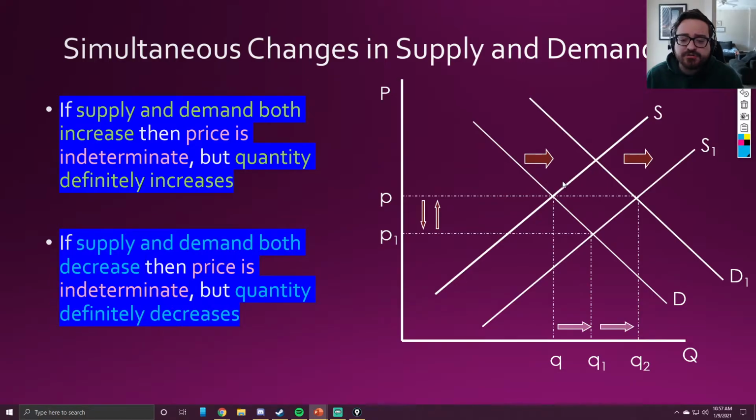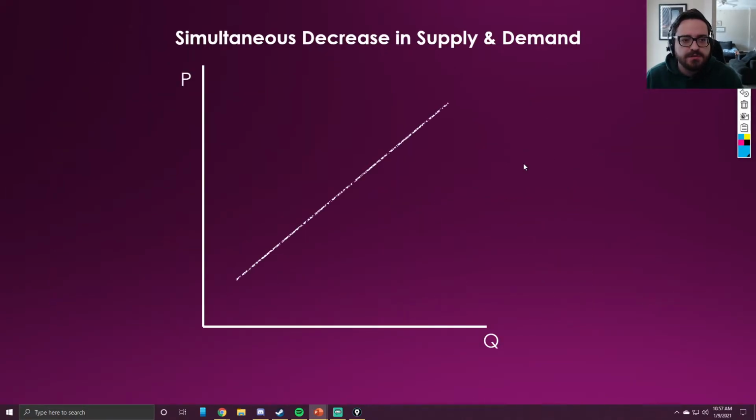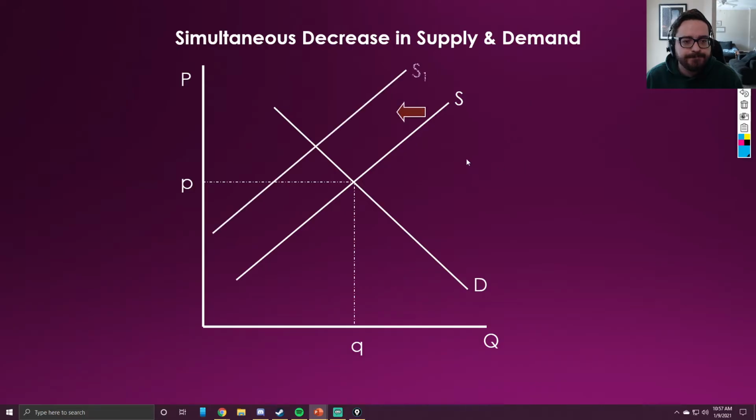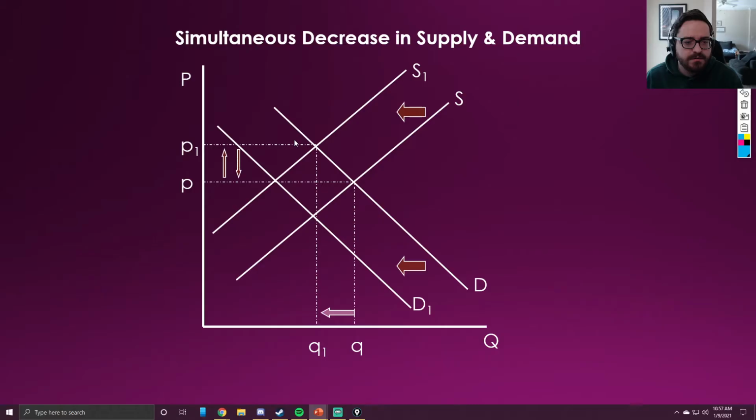If they both decreased, it would be the same, like this. If I decreased both, I would get quantity definitely went down, price again indeterminate. Whenever you move both lines, whenever you move supply and demand, one of your variables becomes indeterminate. If you're moving them both in the same direction, price is indeterminate. If you move both lines in opposite directions, quantity becomes indeterminate.